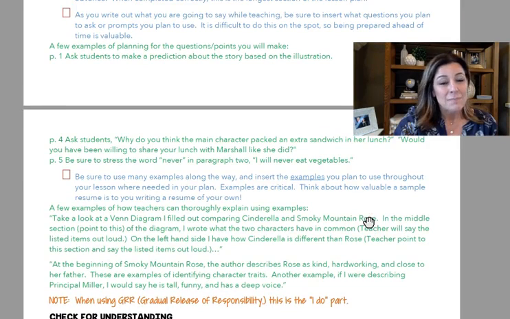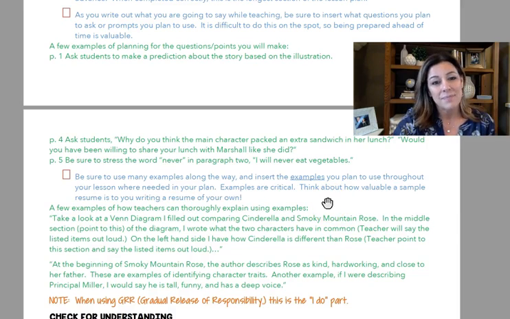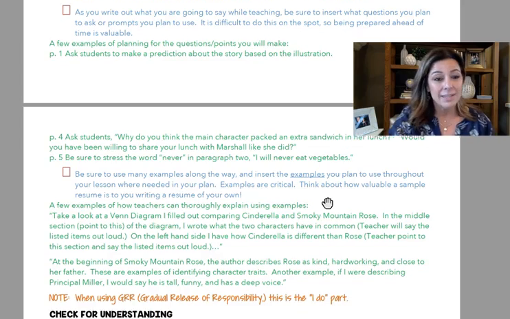Again, be sure to use as many examples along the way and insert the examples you plan to use throughout your lesson when needed in your plan. So examples are critical, and think about how valuable, for example, if you're writing a resume, having a sample resume to look at really helps you get to your point on your resume that much faster because you've got some ideas.